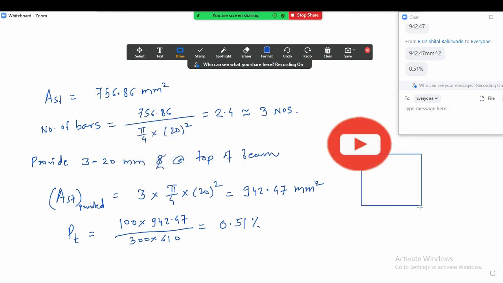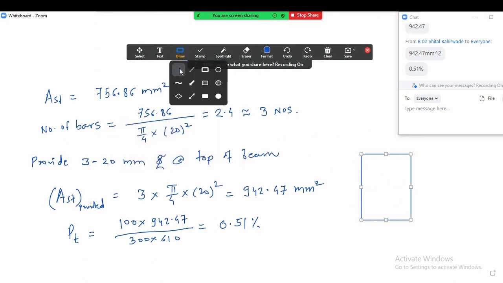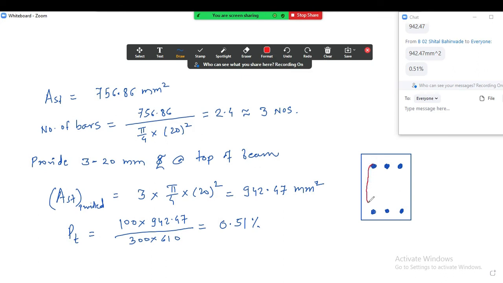Suppose this is the cross section of the beam. Now suppose some bars are provided at the top and some bars are provided at the bottom. So to hold these bars at this position and to resist the shear, a ring is provided like this, and a hook is there somewhere. So this is called as stirrups.